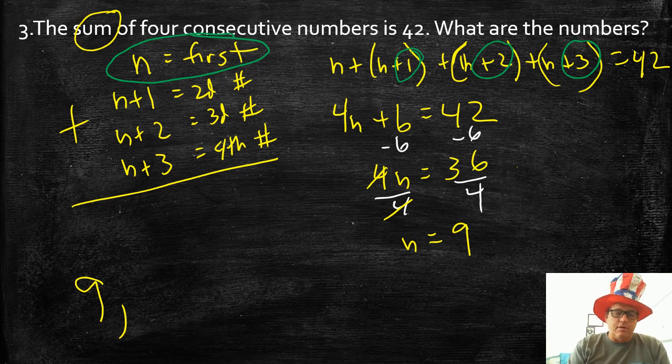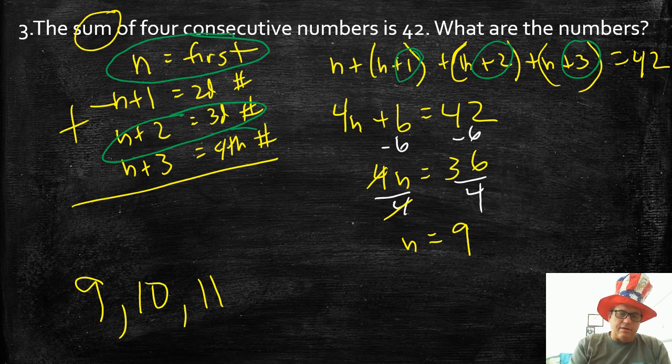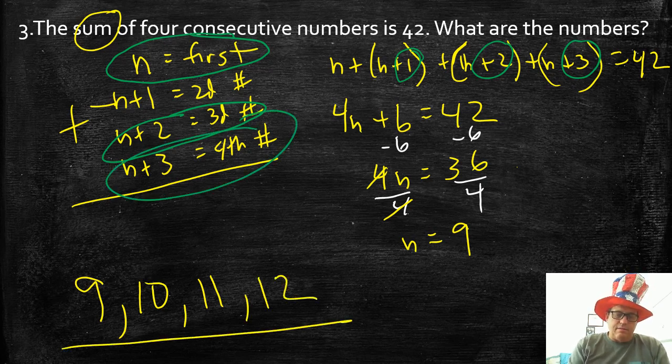What's the second number? n plus 1 is the second number, which is 10. n plus 2 is the third number. So 9 plus 2 is 11. And the fourth number is n plus 3, which is 12. That's the answer. The answer is 9, 10, 11, 12. You can check it. Add them up, and you'll see we get 42.